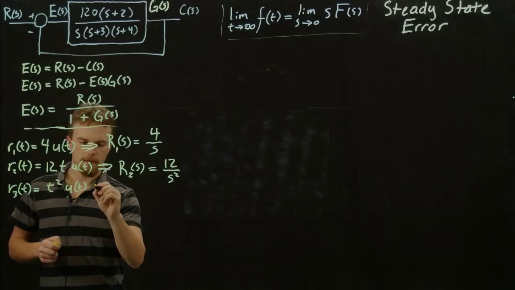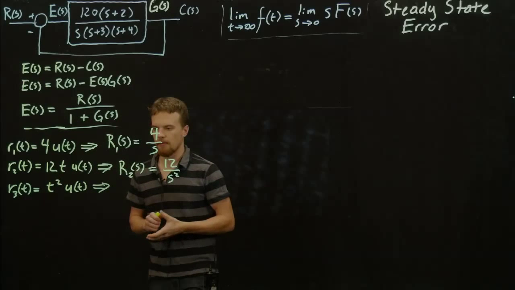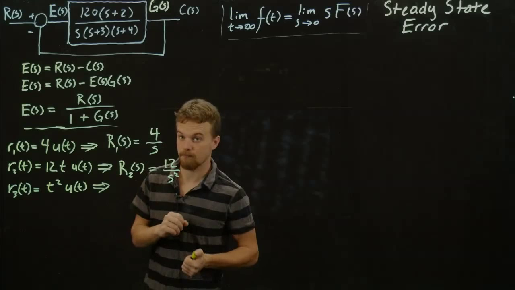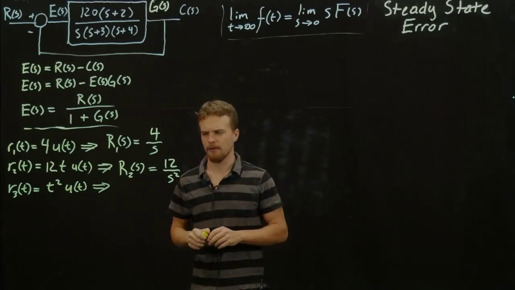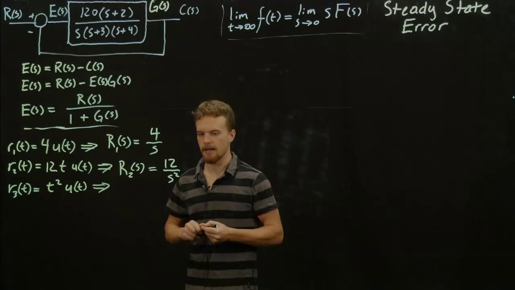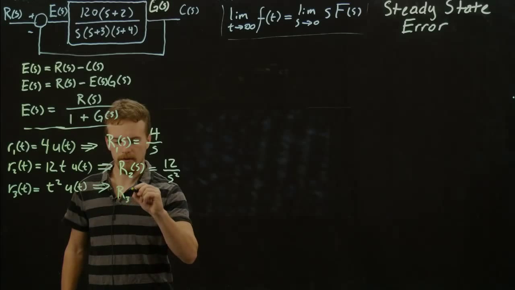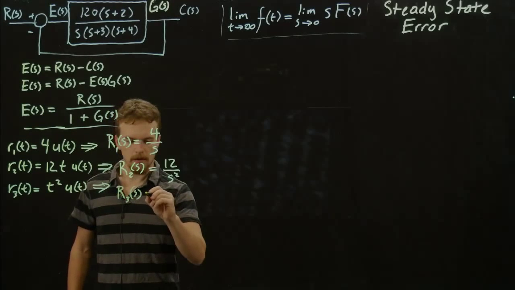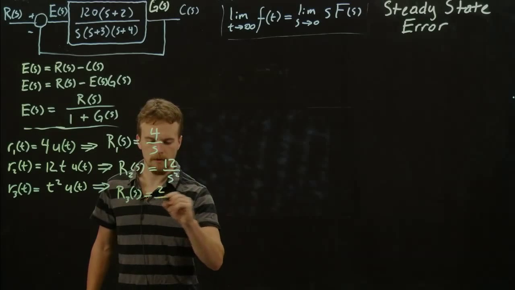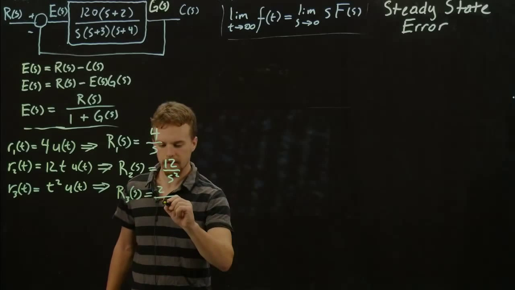What does this translate to in Laplace? Okay, so the formula for t to the n in Laplace is n factorial over s to the n plus 1. In this case, n is 2. So that gives us R3 of s equal to 2 factorial, which is 2, over s to the n plus 1, or s cubed.